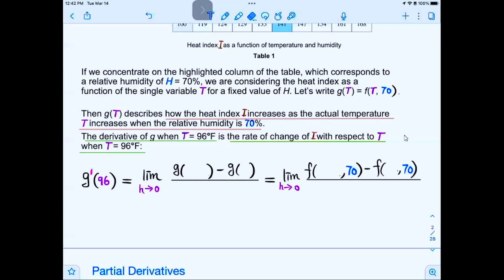Now, do you remember, how do you define the derivative at 96? It is the limit, remember the definition of the derivative, it is the limit as h approaches zero of a difference quotient. What is that difference quotient? G of x plus h, but in this case, x here is what? 96. So G of 96 plus h minus G of 96, over h. Yes, we got it. Good job.